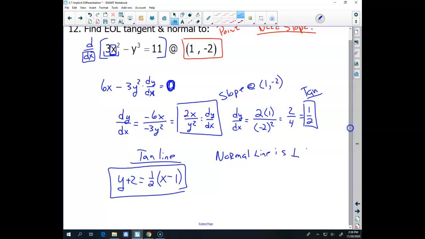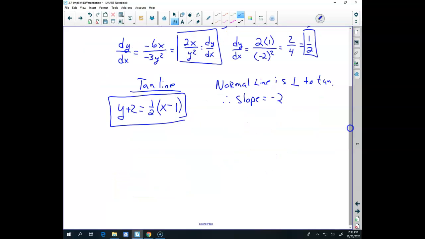My normal line is perpendicular to tangent. Therefore, slope equals negative 2, right? And I'm going to triple check this, but I believe I'm right. So then that is y plus 2 equals negative 2 times x minus 1.